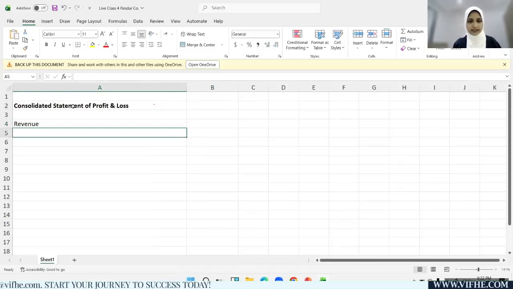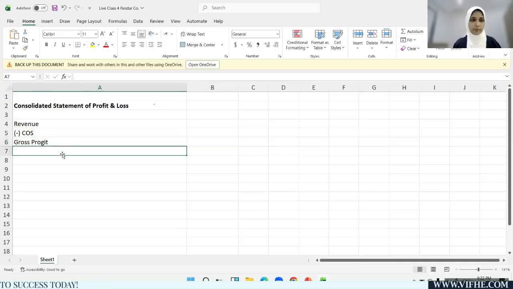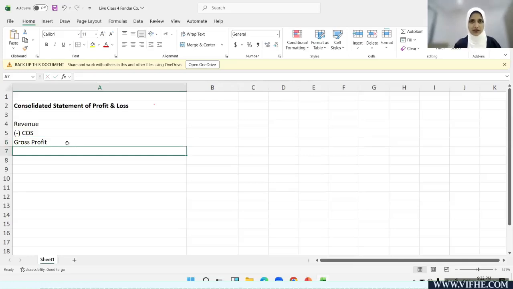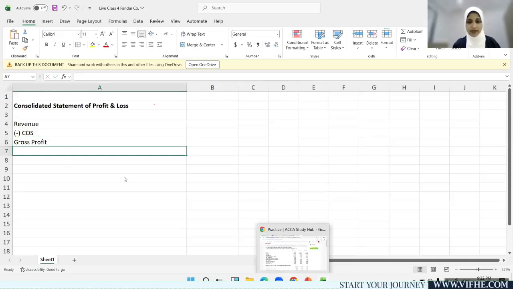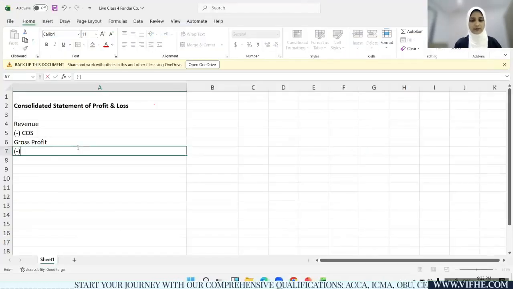Now you know that the first line is revenue and then less cost of sales. This is not changing. And after that, you have your gross profit. Now, after gross profit, the next mandatory subtotal as per IFRS 18 is your operating profit. So make sure that you have operating profit after that. After gross profit, they have the two types of expenses, selling and general and admin, and then operating profit or loss.